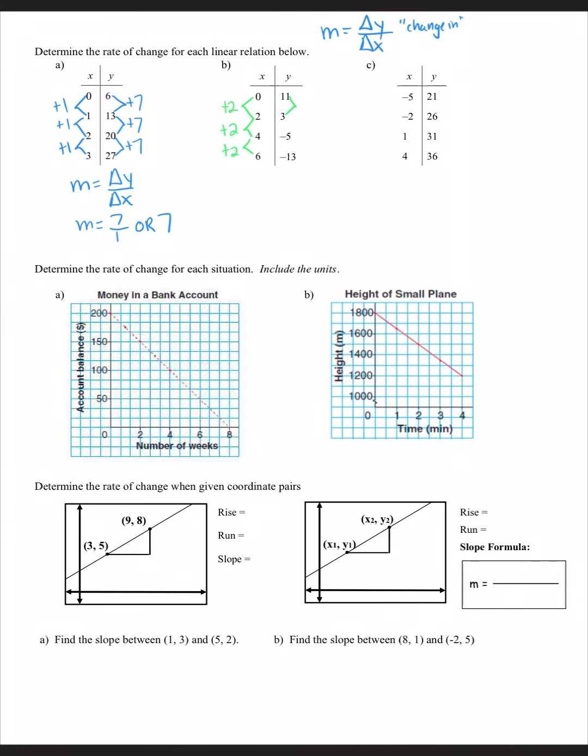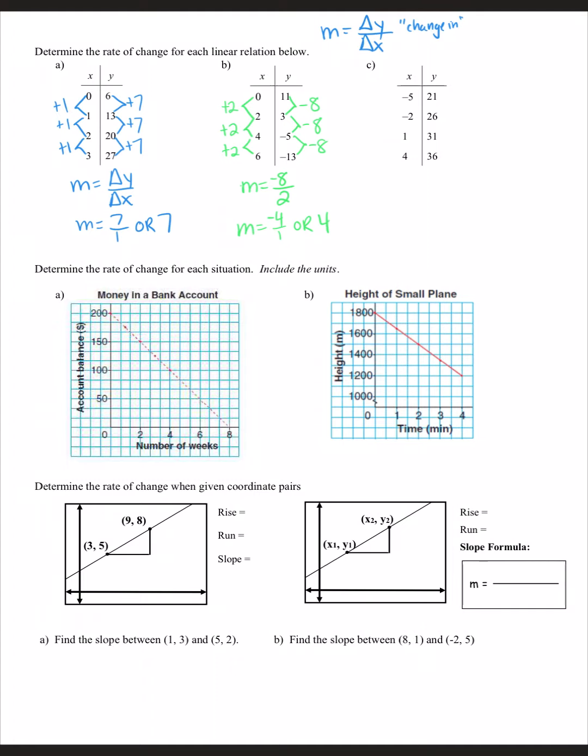So what's happening is my x values go up by 2, and my y value goes from 11 to 3, so it's going down. How much is it going down by? 11 to 3, it's going down by 8. And then it goes from 3 to negative 5. So again, that's going down by 8. And then negative 5 to negative 13 is going down by 8 yet again. So this time, my y values are decreasing by 8 as my x values are increasing by 2. So just like with any other fraction, we're going to want to simplify that. So negative 8 over 2 is going to reduce to negative 4 over 1, or just negative 4.